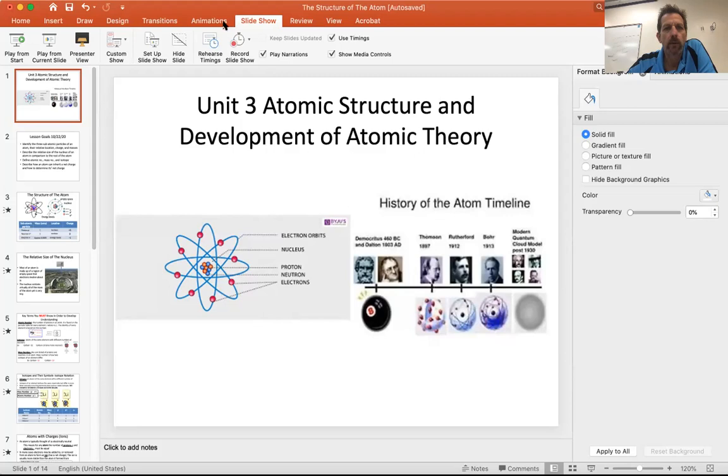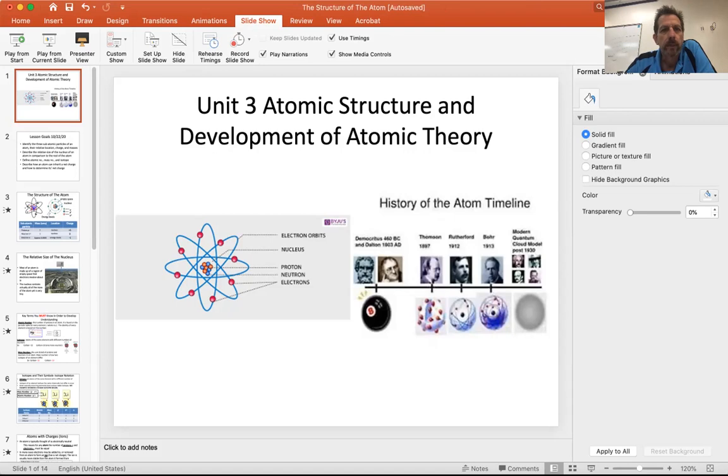So let's get underway with taking a look at the new unit. The unit actually has a title. The title we're going to call it Unit 3, Atomic Structure and the Development of Atomic Theory. We've got some very specific goals in mind for today's lesson. So let me share with you what that is.